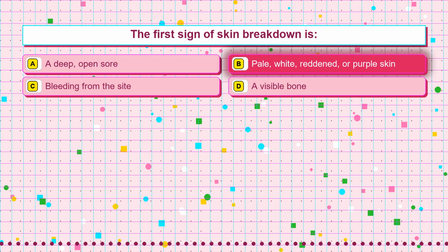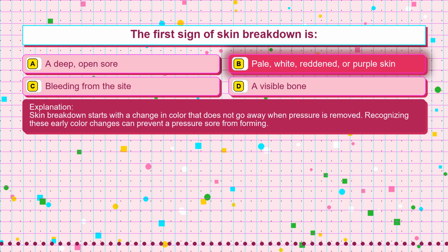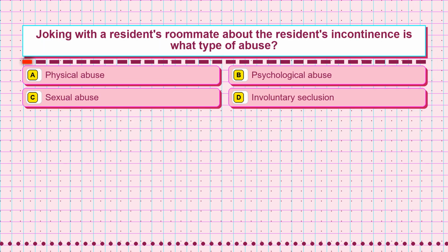The correct answer is option B, pale, white, reddened, or purple skin. Skin breakdown starts with a change in color that does not go away when pressure is removed. Recognizing these early color changes can prevent a pressure sore from forming. Question 38. Joking with a resident's roommate about the resident's incontinence is what type of abuse?